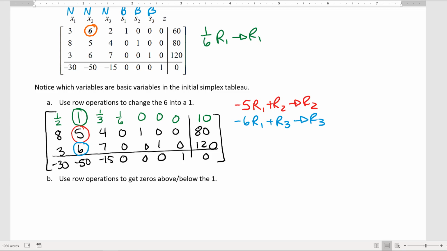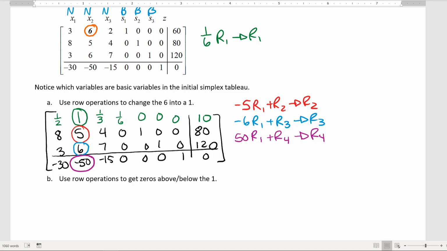And I'll do the last one in purple. So we have negative 50. The opposite of negative 50 is positive 50, times the row with a pivot in it, which is row 1. Add it back to row 4, put it back in row 4. So I'm going to actually have to do quite a bit of work over here on the side, but I have it all color-coded, so hopefully that will help a little bit.